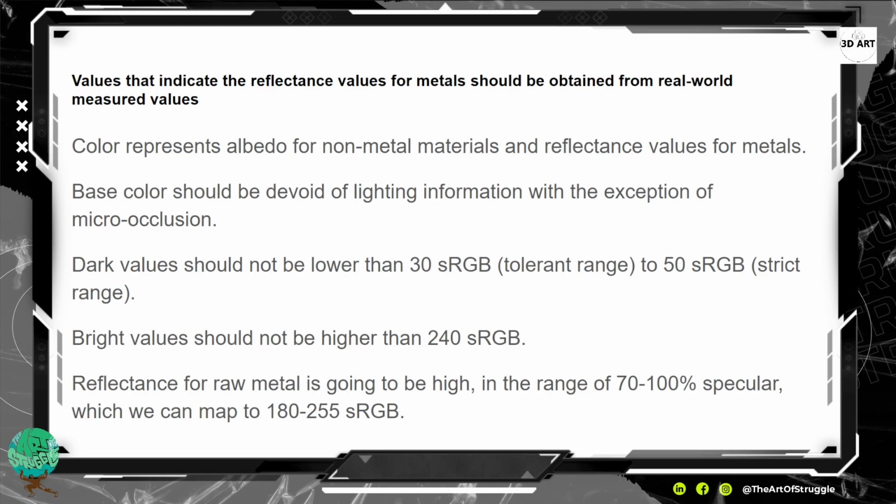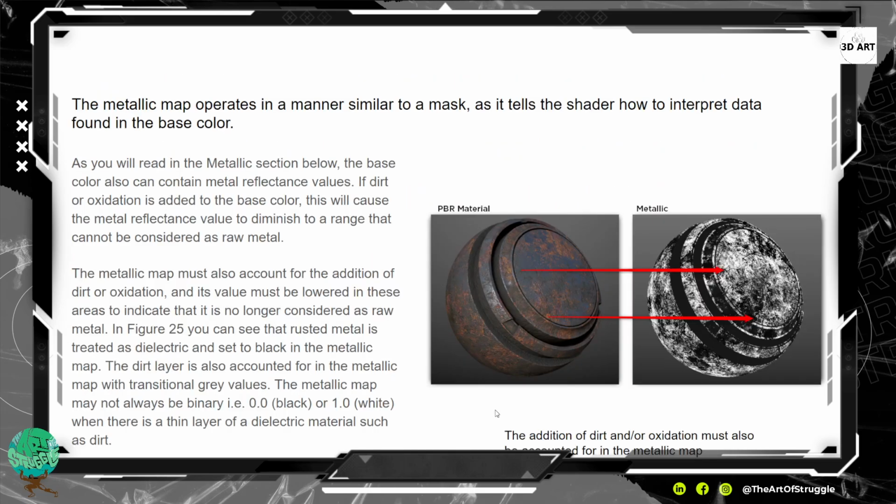Dark values should not be lower than 30 sRGB to 50 sRGB. Bright values should not be higher than 240 sRGB. Remember, you're not slamming that color picker, that color wheel, all the way to the right, to the left, to the bottom, to the top. There's a range in between for a reason. That's where a lot of things in our world fall, right? Reflectance for raw metal is going to be high, in the range of 70 to 100% specular, which we can map to about 180 to 255 sRGB.